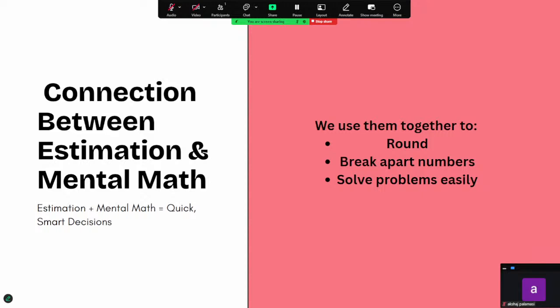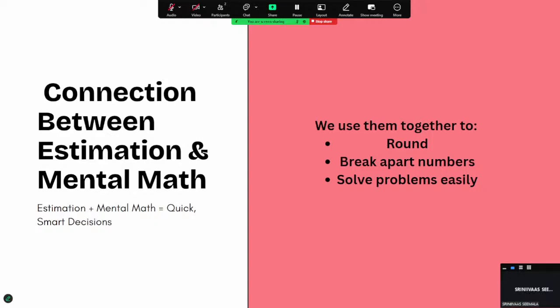Since we're learning estimation and mental math, I want to talk about why we need to learn these two, the connection between them, and how we can use both of them to do math. Here we see estimation plus mental math equals quick and smart decisions, because estimation makes harder numbers very easy to do math with. If you wanted to do 79 plus 67 in your head very quickly, it would be very hard.